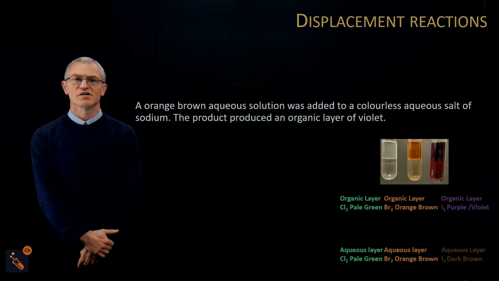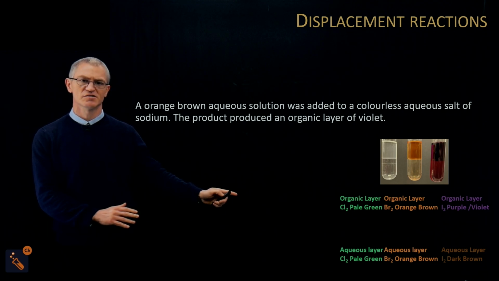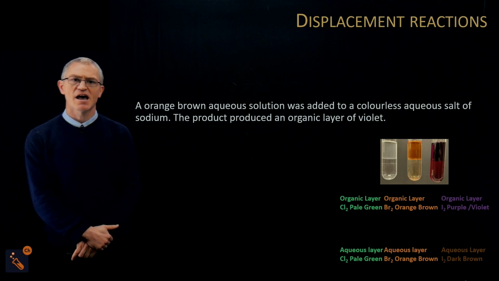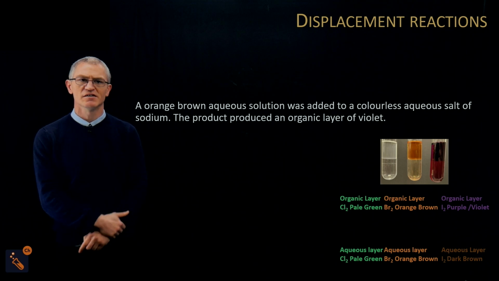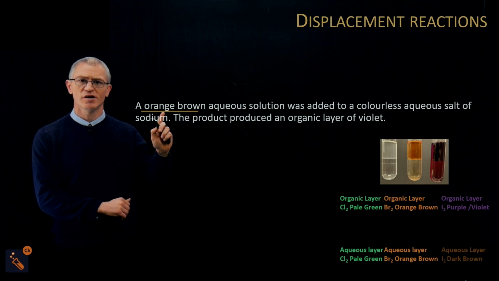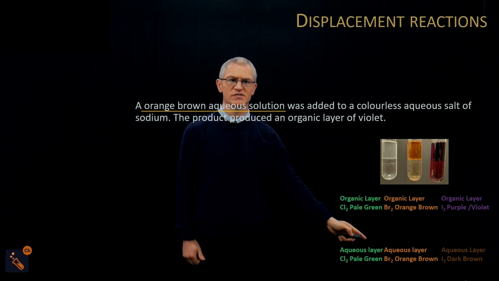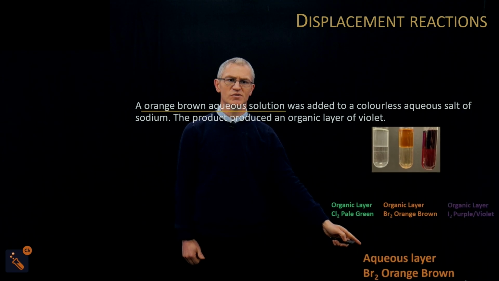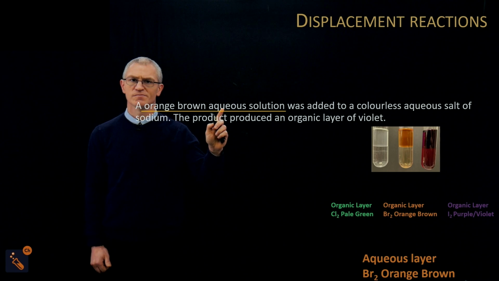We're now going on to answer a question using those colours. So we're going to keep our colours on the right-hand side here. Okay, and let's look at the question. An orange-brown aqueous solution was added to a colourless aqueous salt of sodium. The product produced an organic layer of violet. Let's go back through that again. It's saying orange-brown aqueous solution. So we look down at our colours and we can see that an orange-brown is going to be our bromine. So our bromine must be what we add to our sodium salt.